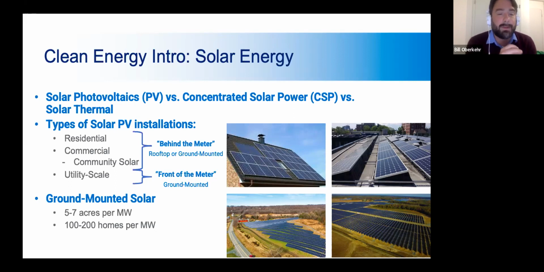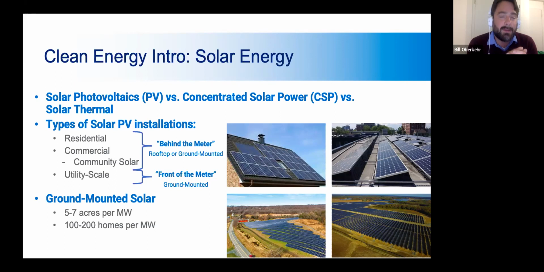So for community solar and utility scale, they're almost always going to be ground mounted. Residential is typically going to be rooftop. You do get some ground mount residential. Commercial could really be either or. Ground mounted solar, we want to plan for 5 to 7 acres per megawatt. And a megawatt is going to power between 100 and 200 homes.